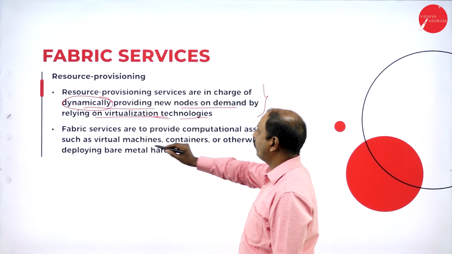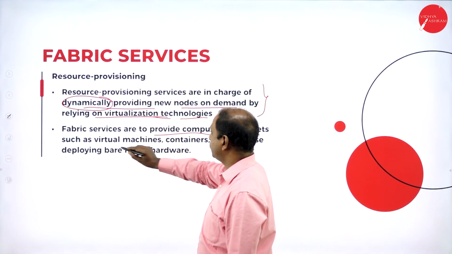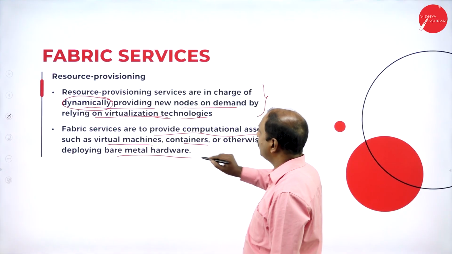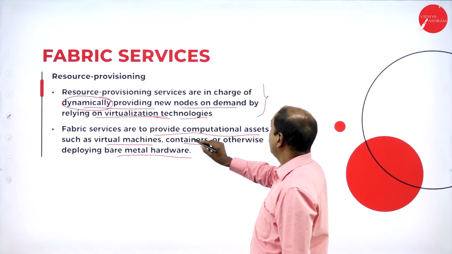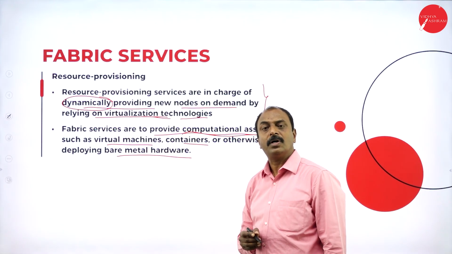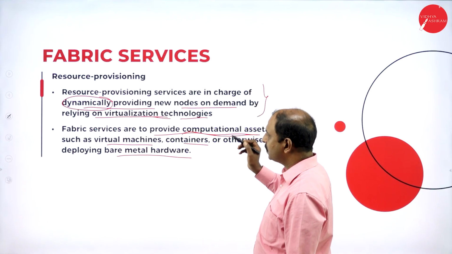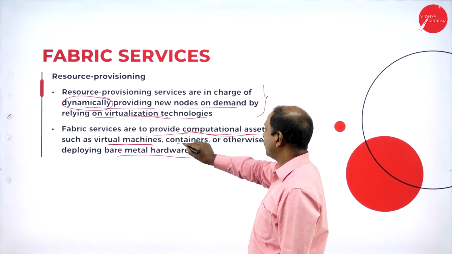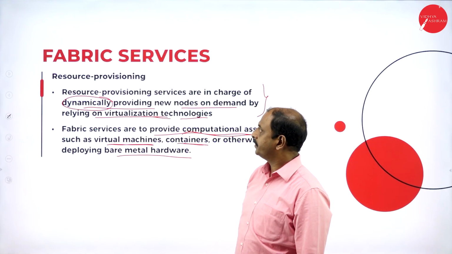Now, fabric services provide computational assets such as virtual machines, containers, or otherwise deploying bare metal hardware. So what is the function of fabric services? It is going to provide computational assets, meaning the resources for computation. It can be memory or CPU and so on, and also virtual machines, and also these containers, Aneka containers, and other services for the users.